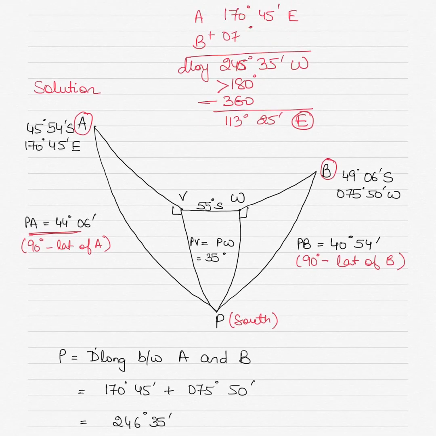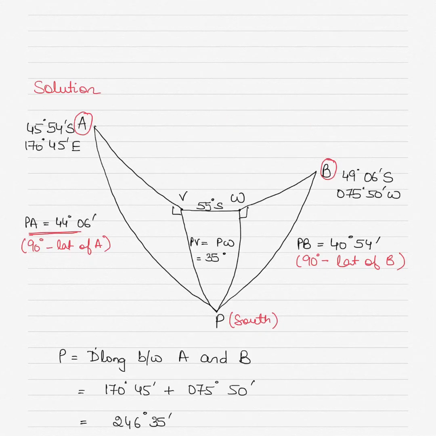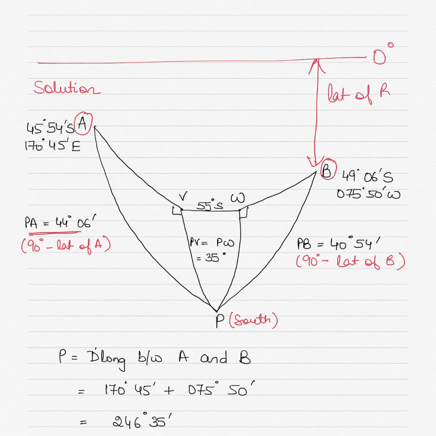So if I erase all these calculations and show you what I mean here, if you draw the figure, this is the equator, 0 degrees, and this is the latitude. This is the latitude of B, which is equal to 49 degrees 06 minutes south. Therefore PB would be 90 minus the latitude of B, 49 degrees 06 minutes, subtracted from 90 degrees, which is 40 degrees 54 minutes, because from P to the equator is 90 degrees. Similarly PA is equal to 44 degrees 06 minutes.